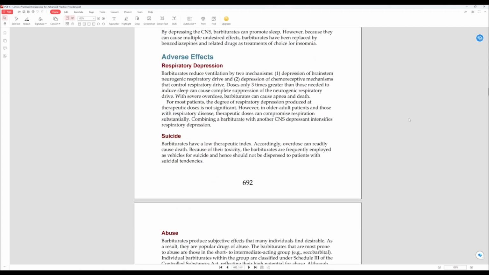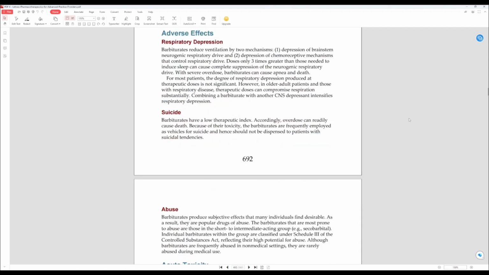Its adverse effects. Well, the big one, clearly respiratory depression. Barbiturates reduce ventilation by 2 mechanisms: depression of the brainstem neurogenic respiratory drive and depression of the chemoreceptor mechanisms that control respiratory drive. Doses only 3 times greater than those needed to induce sleep can cause complete suppression of the neurogenic respiratory drive. With severe overdose, barbiturates can cause apnea and death.